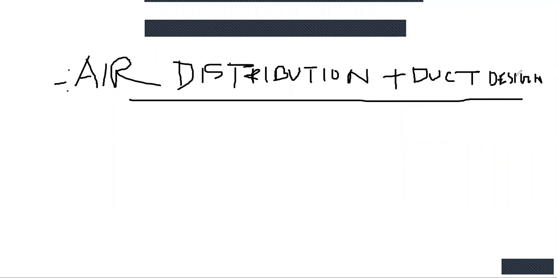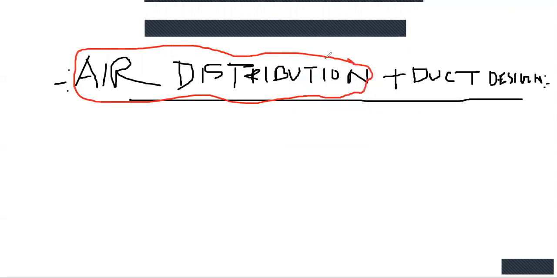Today we will discuss our next chapter, air distribution and duct design. Air distribution, this is a very important part. In your syllabus, a few parts are included in air distribution. So basically this is an introduction to air distribution. First of all, we discuss air distribution, then duct design.